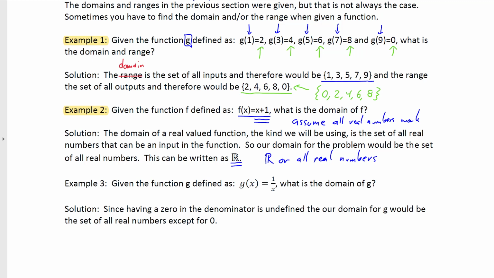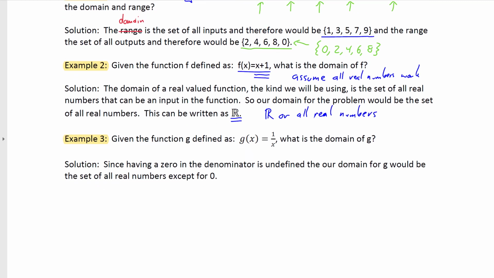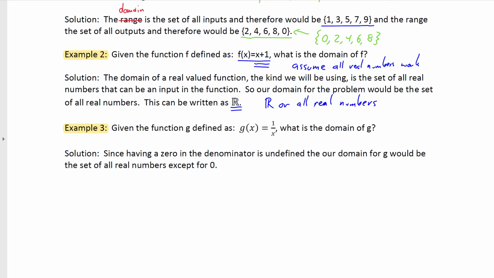All right, example 3. Given the function g, defined as g of x is equal to 1 over x, what is the domain of g? So we start once again by assuming all real numbers work. And then we look to see if we can find any that don't. Well, in this case, if I plug a 0 in for x, 1 divided by 0 is undefined. So 0 doesn't work.